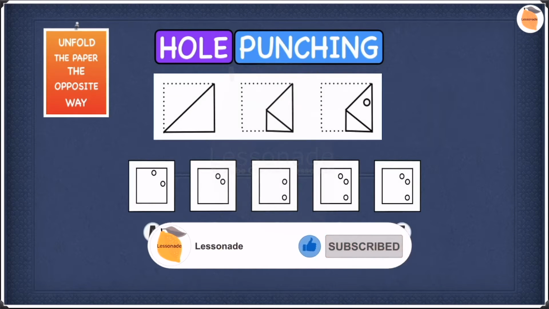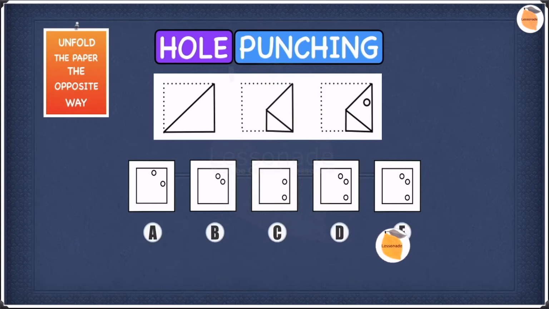Let's have a look at how the paper is folded at each of the figures. So let's start with figure 1. In figure 1, the paper has been folded into half on the diagonal line. It has been folded along this line diagonally. So the paper has been folded like this. That's figure 1, and let's move to figure 2.